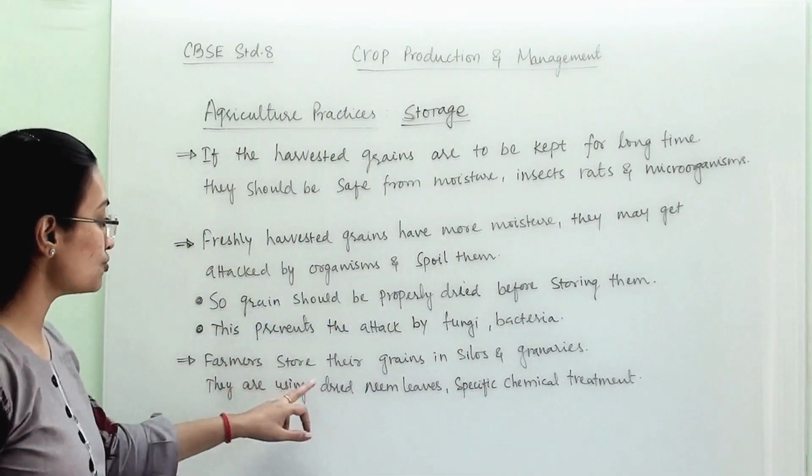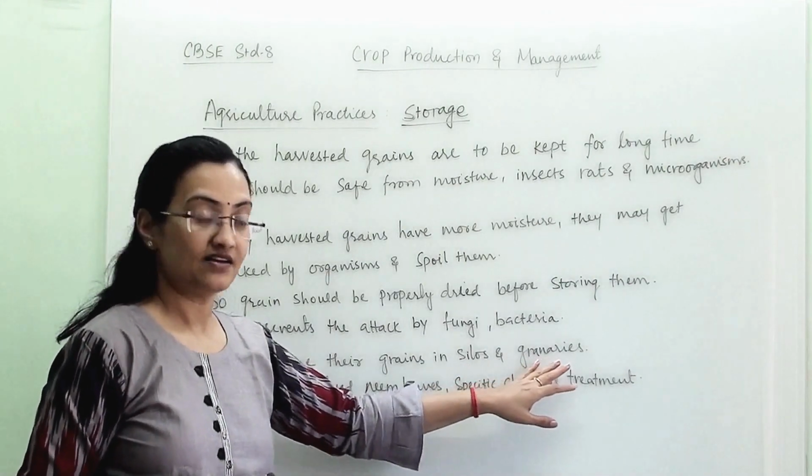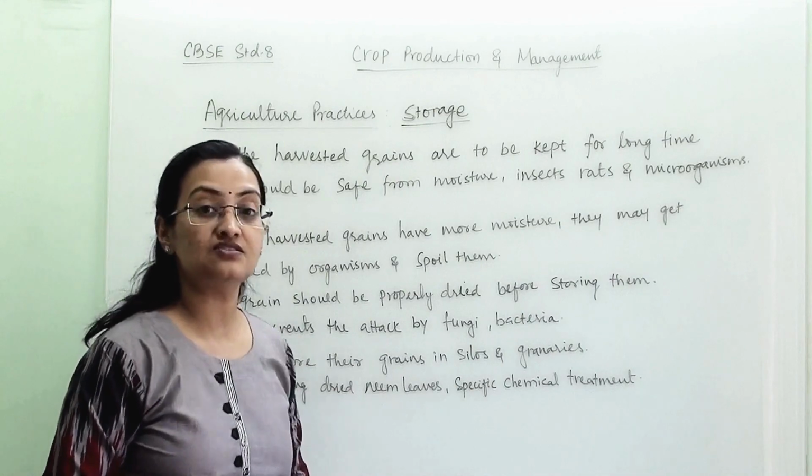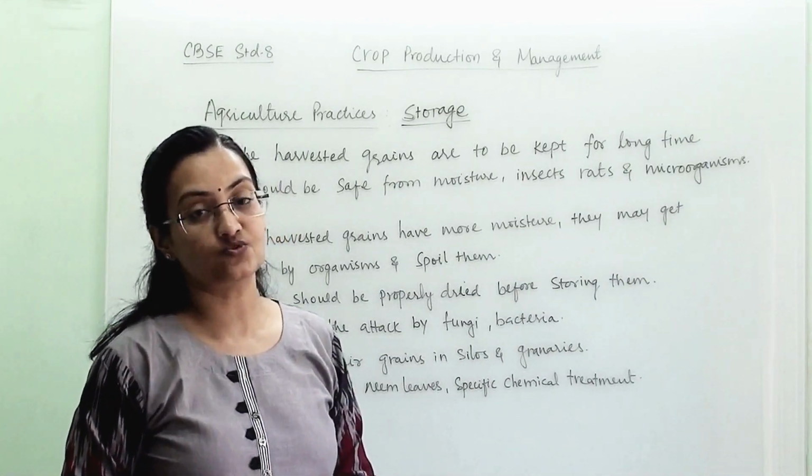Now farmers store their grains in silos and granaries. They use dried neem leaves and specific chemical treatment to protect their grains while storing them.